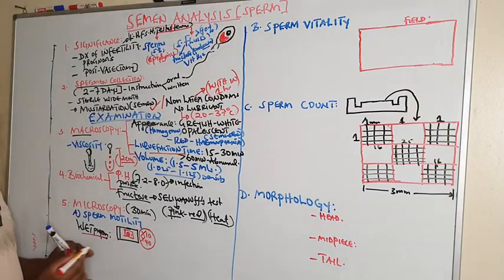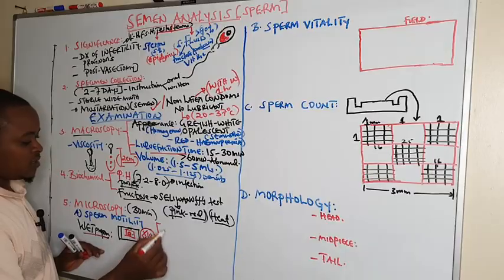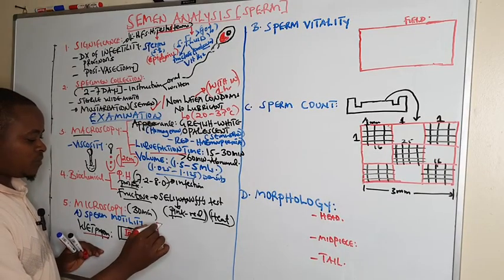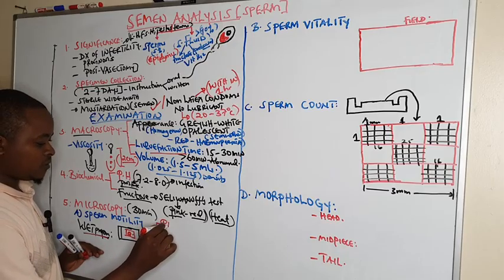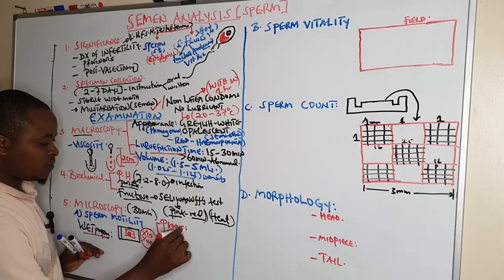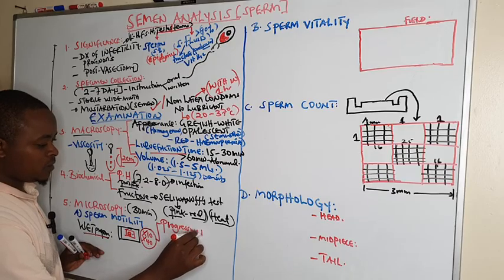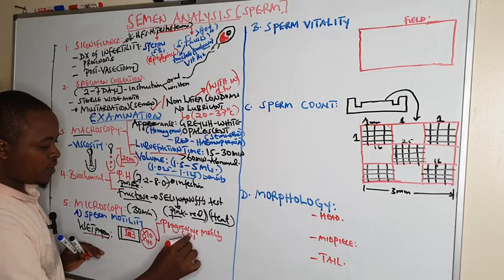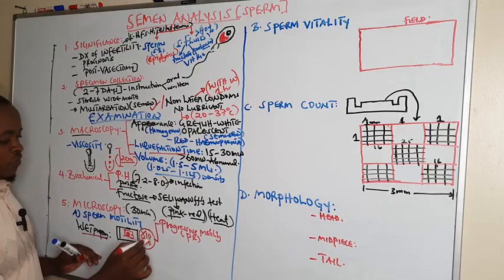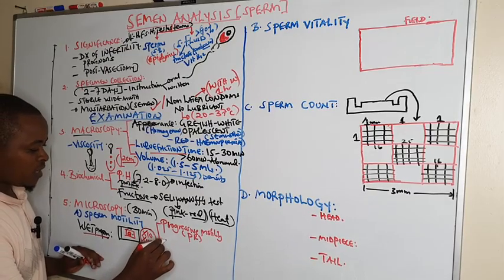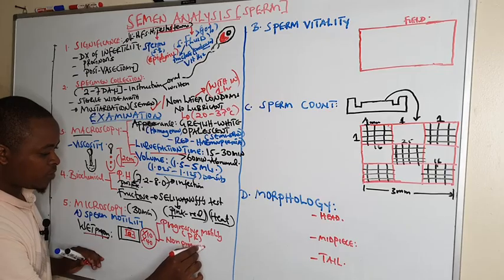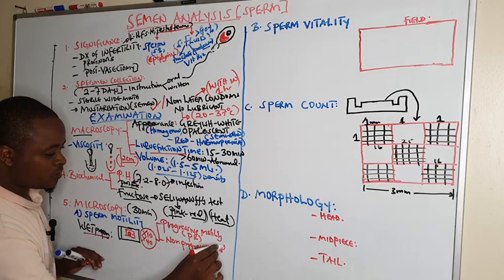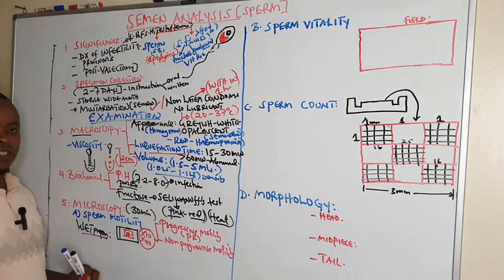What are we examining? We report in different ways. We look for progressive motility, which we abbreviate as PR. Then we look for those which are non-progressive. Non-progressive motility. They are moving but not making progress.